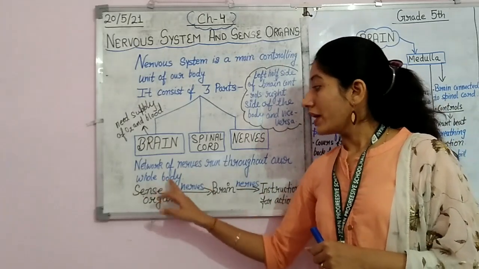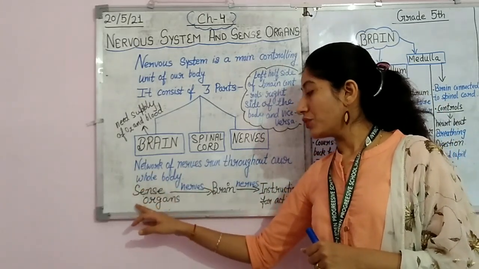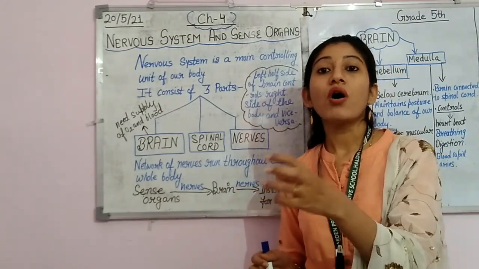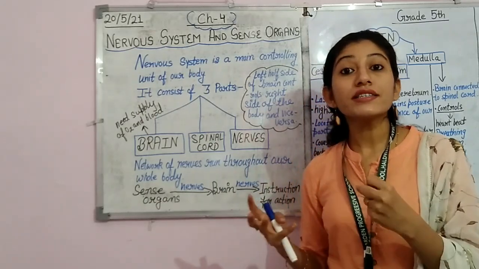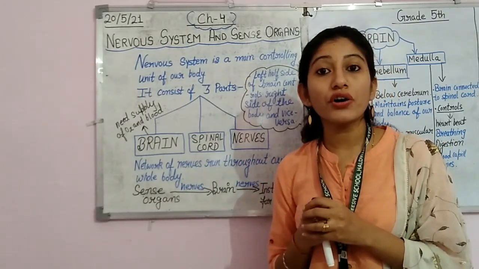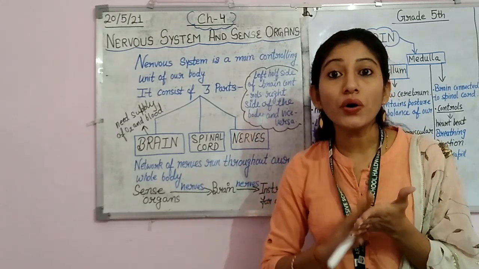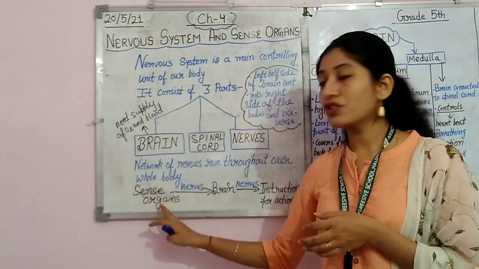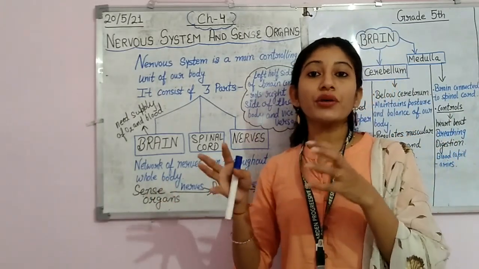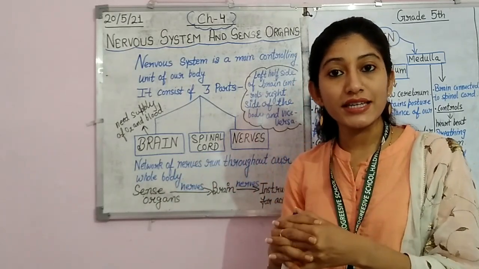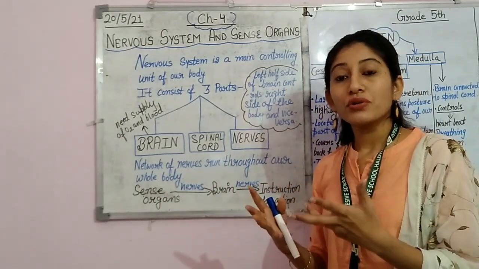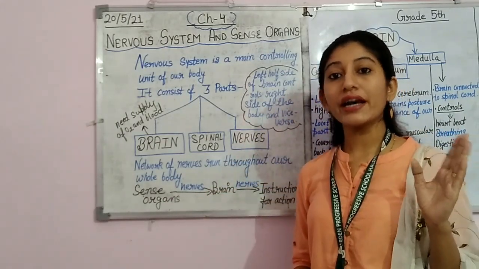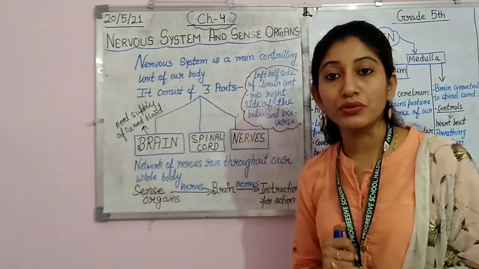See beta, what happens: suppose you have touched some hot utensil. How will you come to know that you have touched a hot utensil? Through your sense organs, through your skin, and skin is a sense organ. So the first role is of the sense organ. Now when you have touched the hot utensil, how will you come to know whether you have to keep your hand there or put your hand away from the utensil? How will you come to know this?